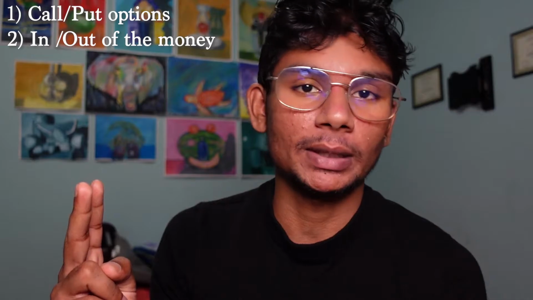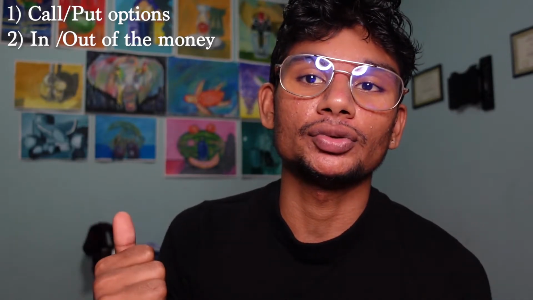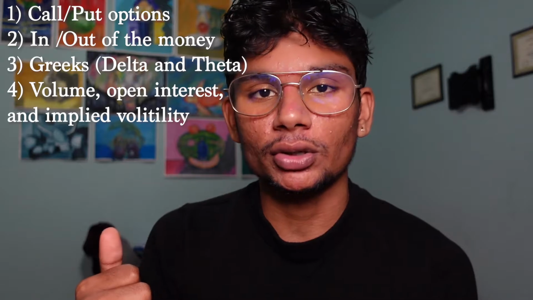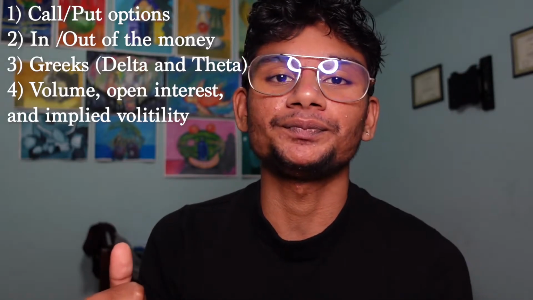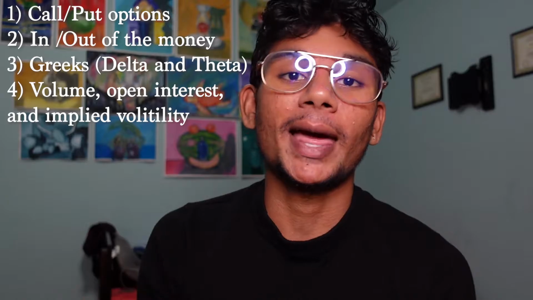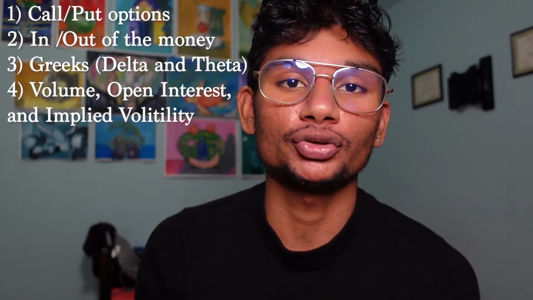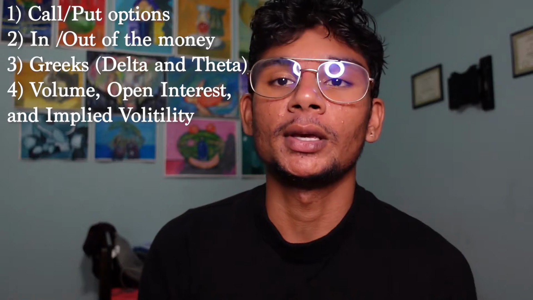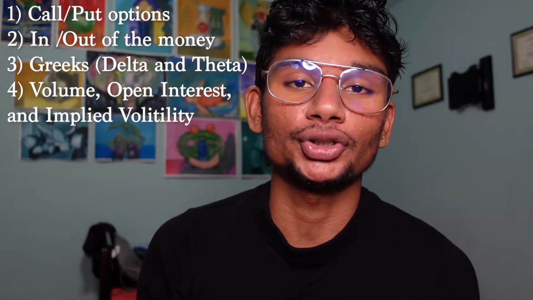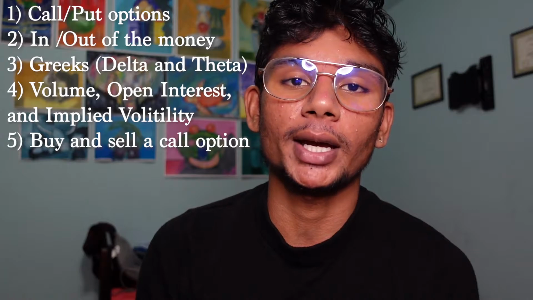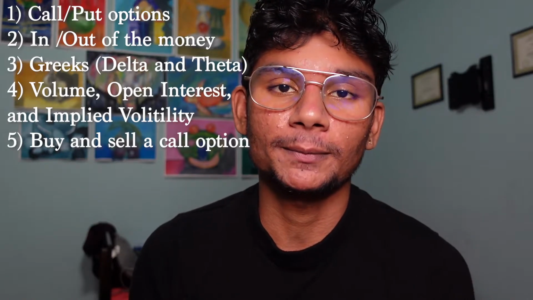First, we're going to look into what call options are and what put options are. Then we'll go over what in the money options are, what out of the money options are, and what break-even point means. Then we're going to go into what some of the Greeks are, especially what the delta and the theta mean. And then we'll look into certain aspects such as the volume, open interest, and the implied volatility. Then lastly, I will go into Robinhood and show you how you can actually buy a call contract and how to sell a call contract. So without further ado, let's get on with the video.